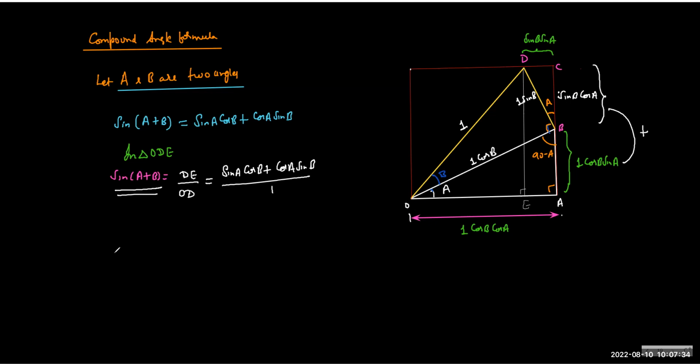Yes, sir. So we got the answer. Now what is sine of A plus B? Sine A cos B plus cos A sine B. Okay. And now you tell me, you can get all answers from here. What is cos of A plus B? Who will tell me the answer?